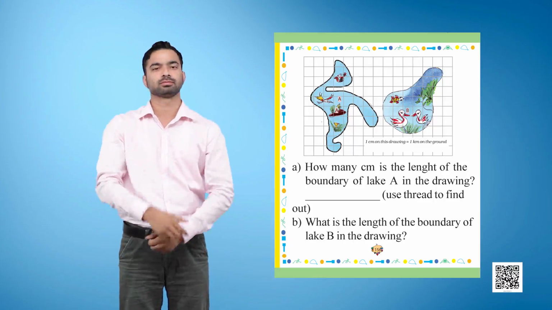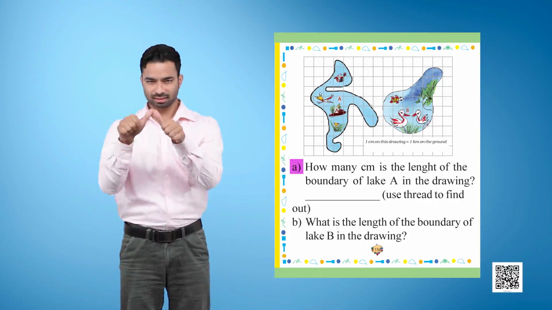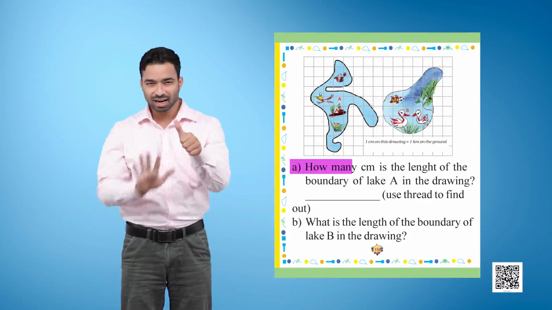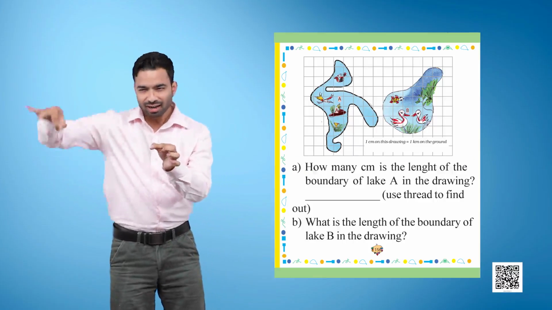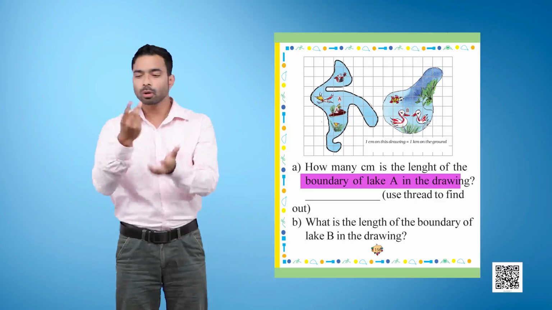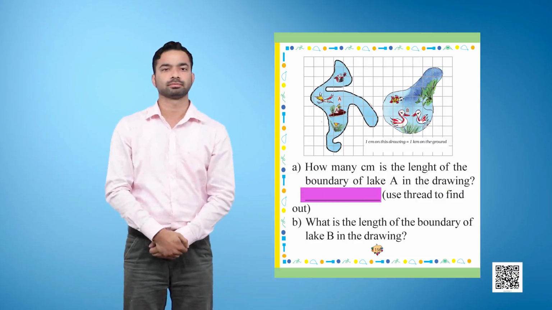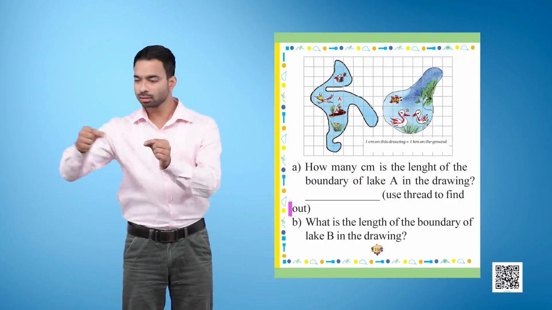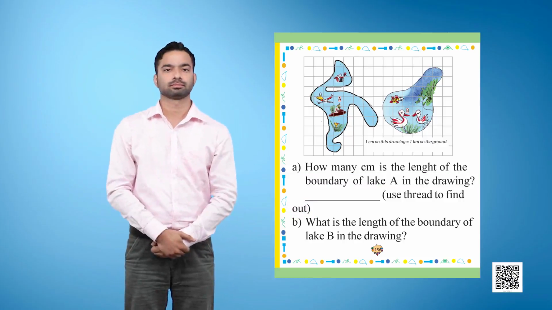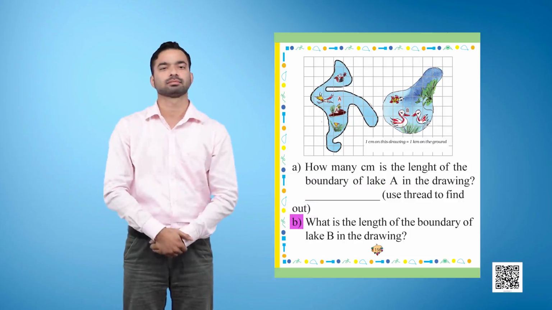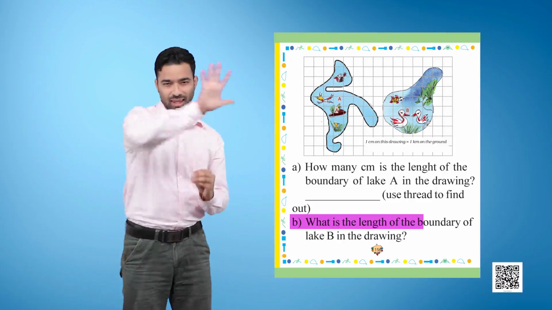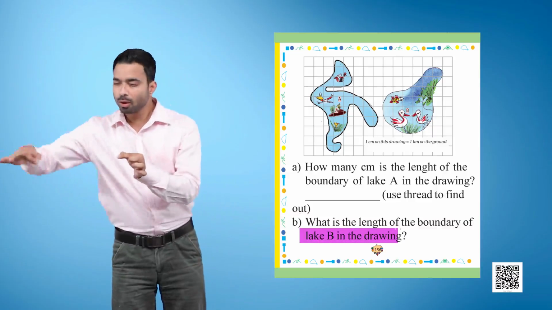Questions. A. How many centimeters is the length of the boundary of Lake A in the drawing? Dash. Use thread to find out. B. What is the length of the boundary of Lake B in the drawing?